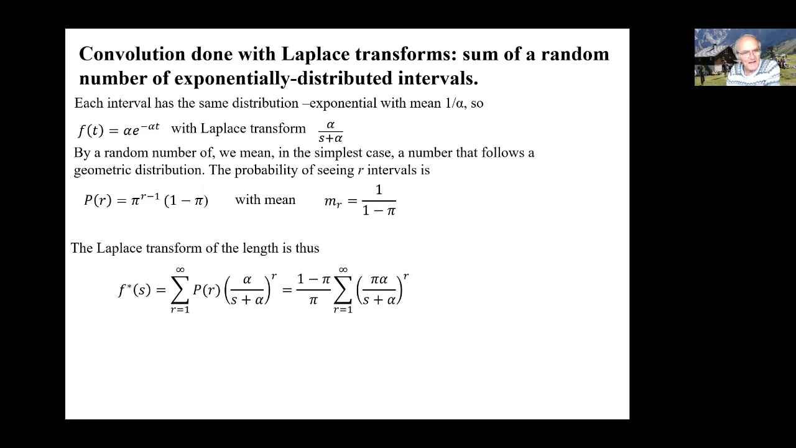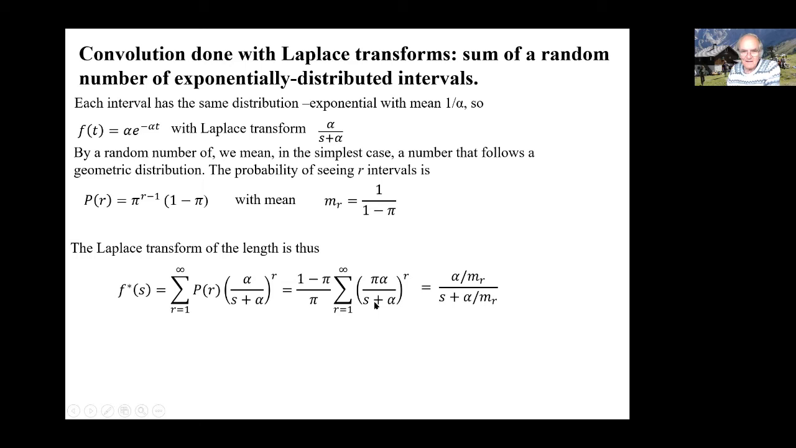So how do we combine these two to get the Laplace transform of the sum of this random number of exponentially distributed intervals? Well, in the case where there are R intervals, then as before, the Laplace transform has to be raised to the power R, multiplied by itself R times. But that needs to be multiplied by the probability that there are R intervals. And this then needs to be added up for all the possibilities from R equals one interval up to an infinite number. And that can be expressed substituting for the probability of R in this way.